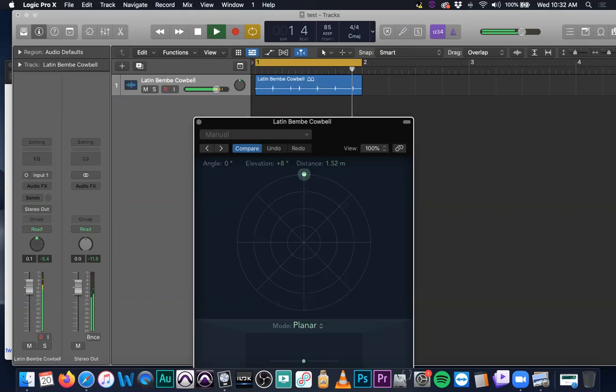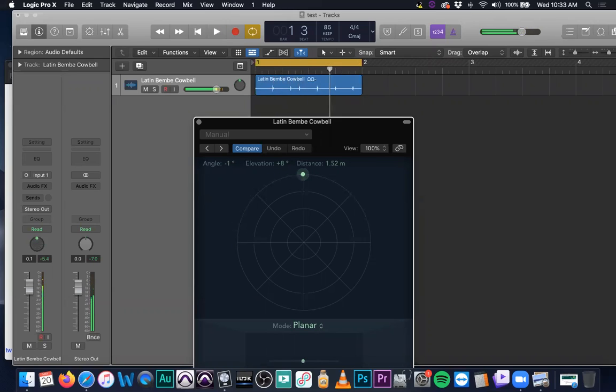And there it is. I'll do the same thing we did before. I will pan left and I will pan right, and you'll hear the difference. That's off to the right. That's off to the left.